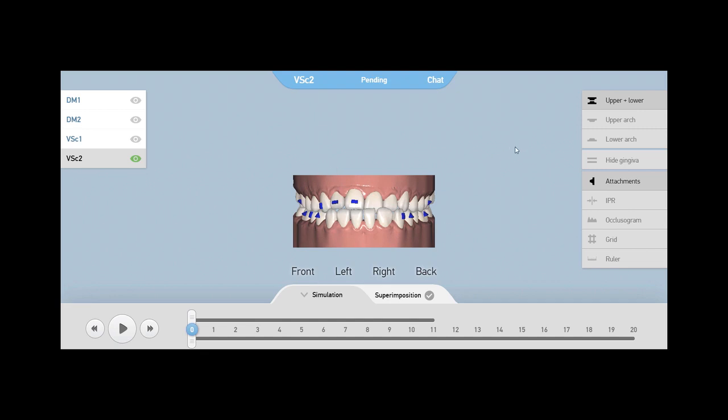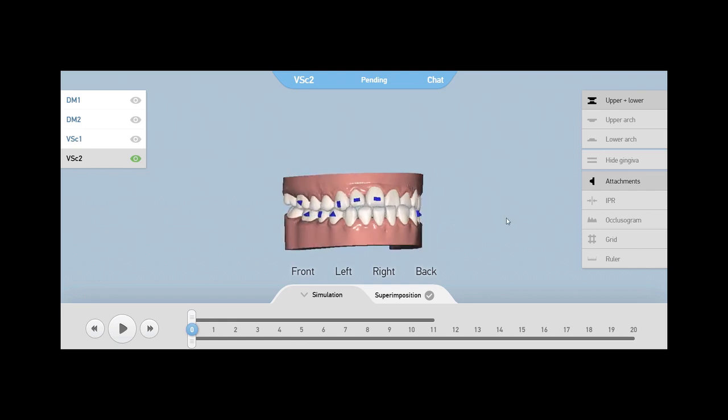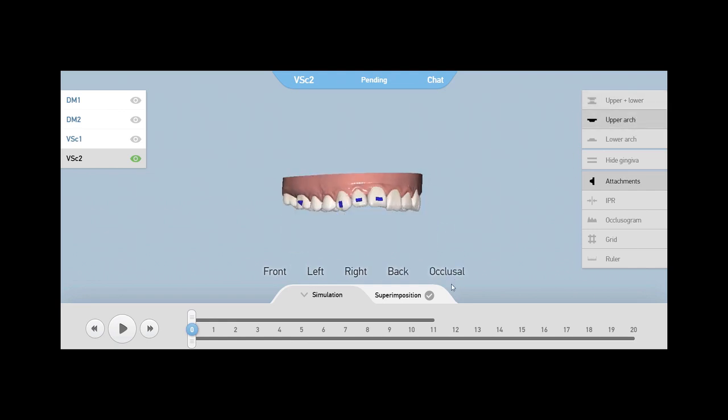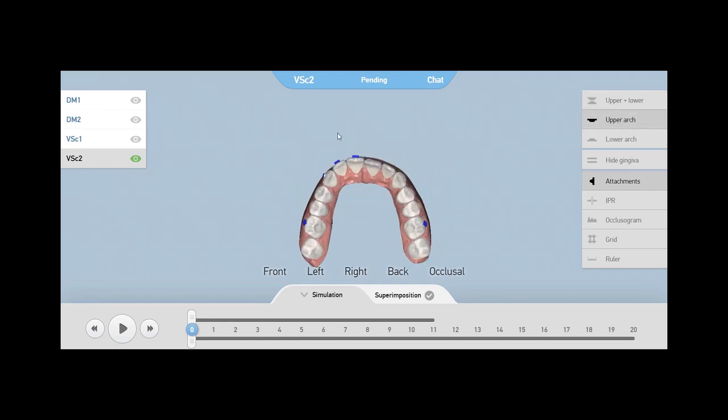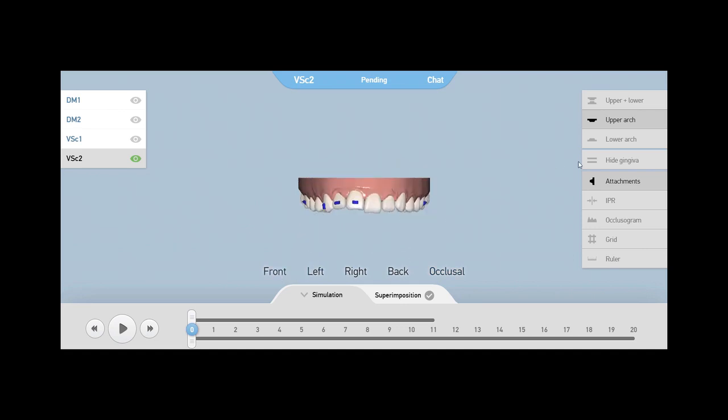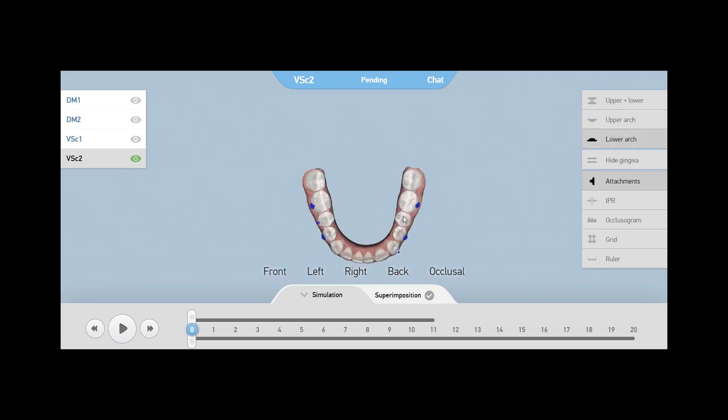Welcome! Today we are going to have a look at the anterior crossbite case. Let us have a look at the virtual setup. The upper arch, as you can see, is deformed and is not symmetrical in shape. At the same time, when we switch to the lower arch, we can notice that we have spacings here, like tremors and the diastema.